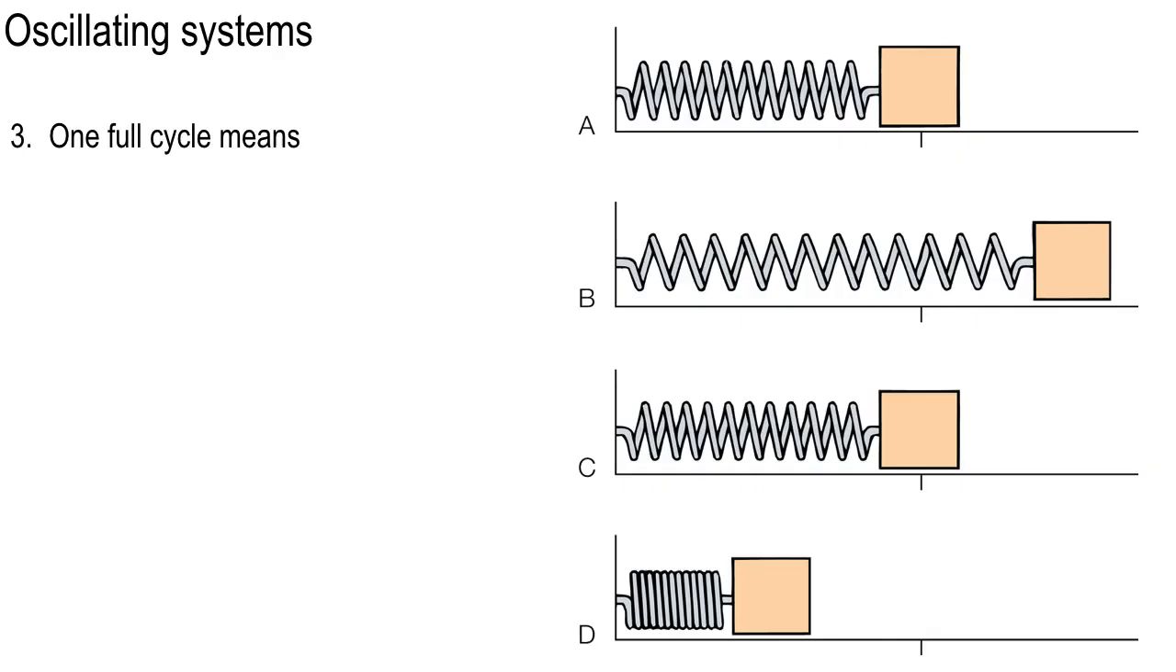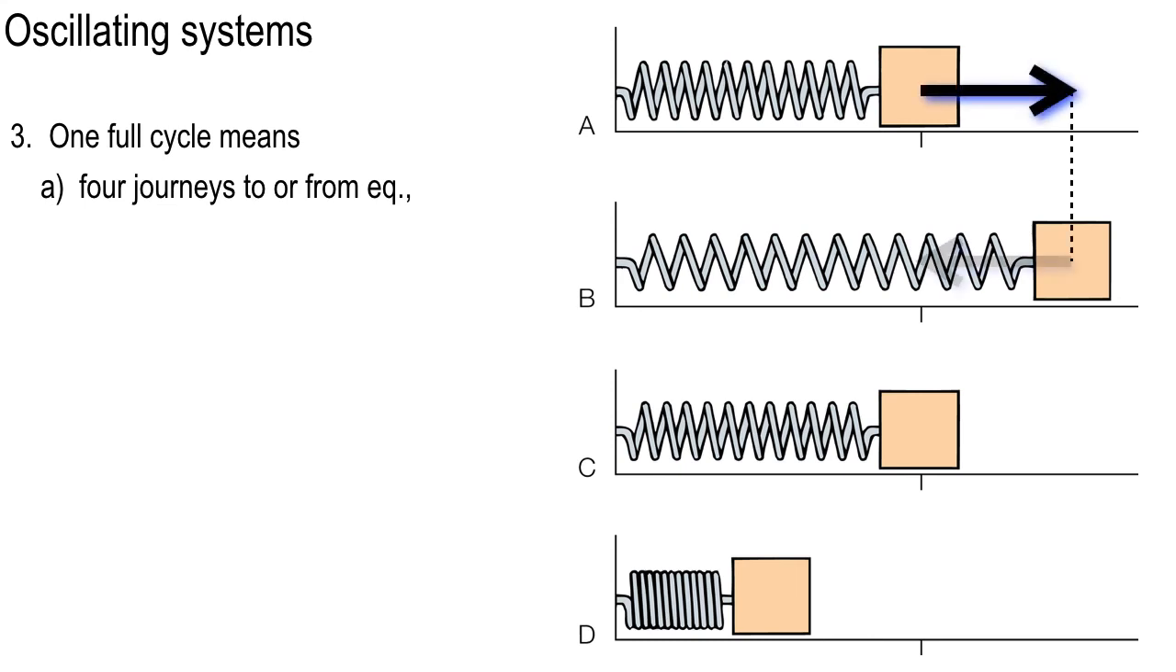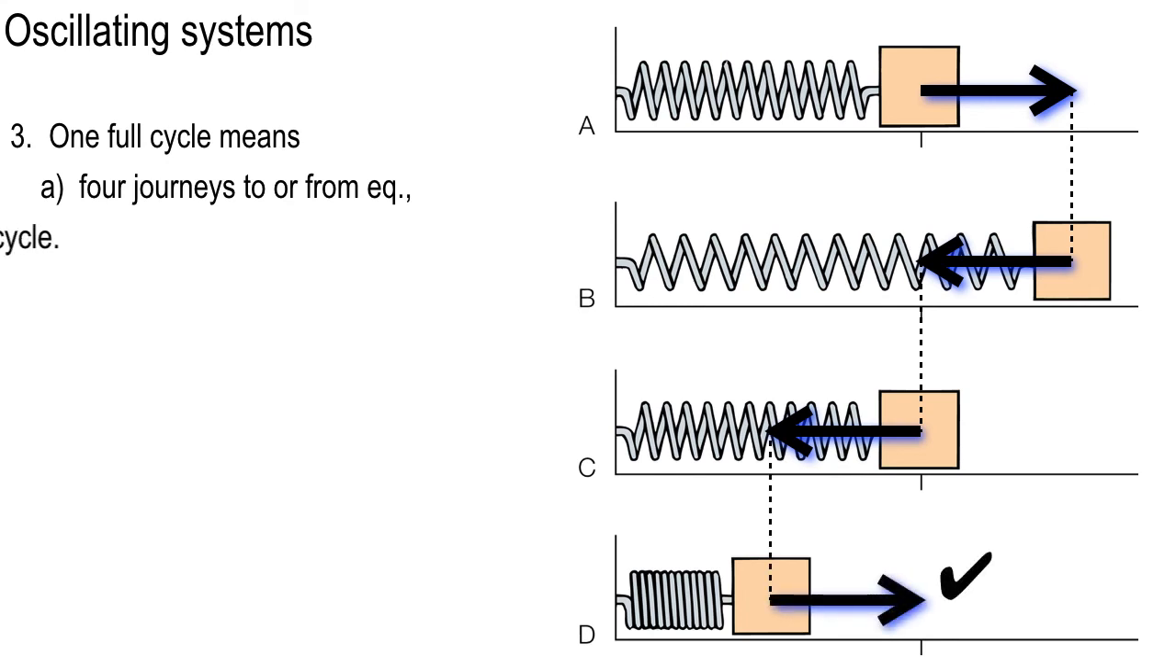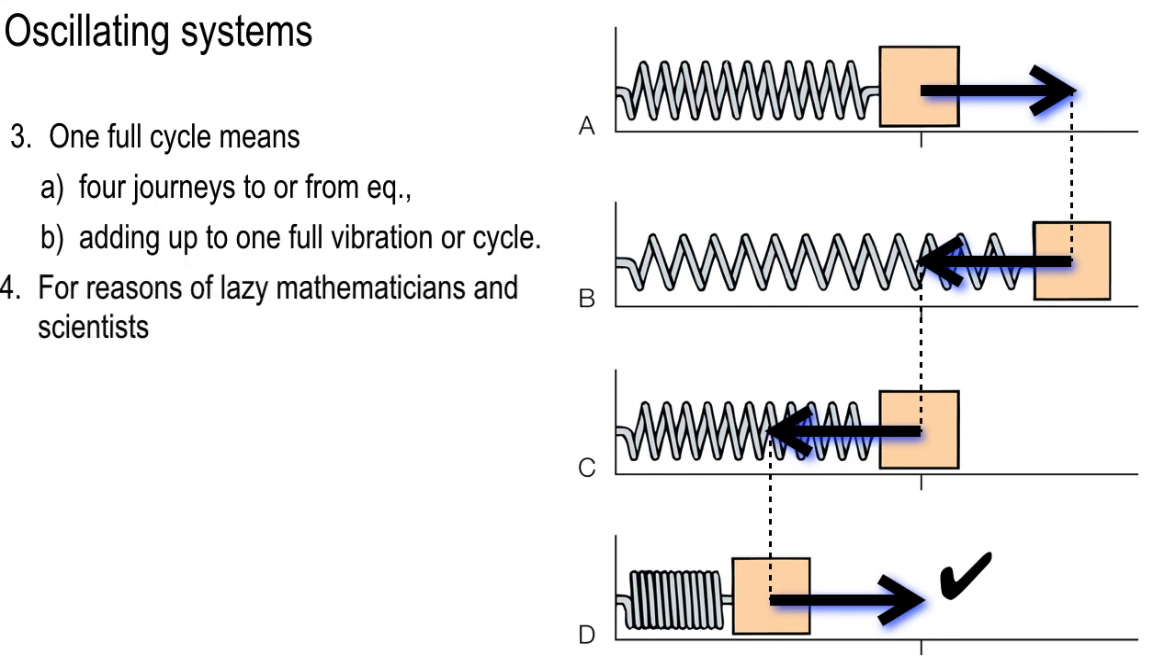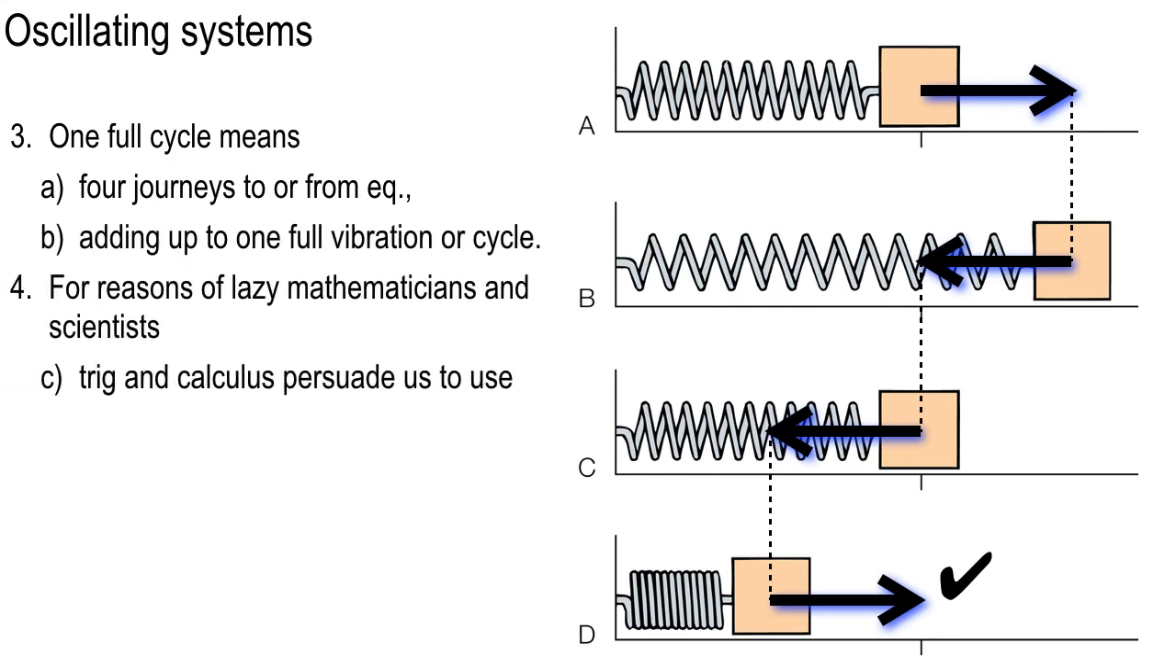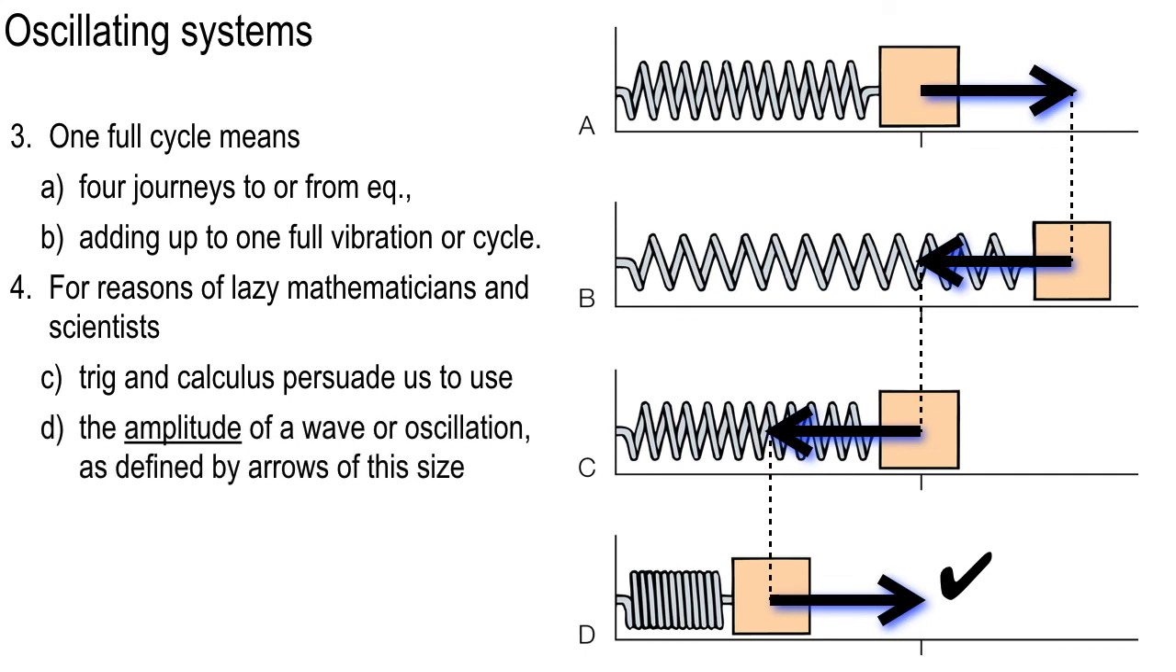Okay, let me go back. I want to reinforce that. Okay, so the 4 journeys. And these arrows are all called amplitudes, or the length of the arrow is what we call the amplitude. The amplitude of oscillation for this spring system. And it's basically because of calculus and trig. You might not think about it, but using trigonometry to define these positions is actually pretty easy.